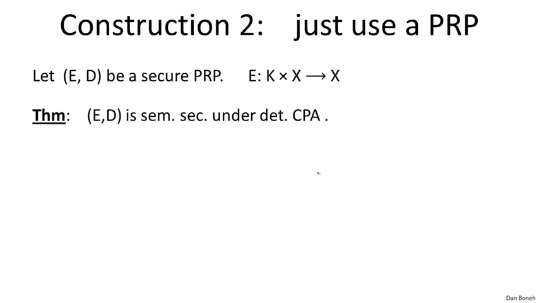So the second construction is actually trivial. All we're going to do is use a PRP directly. So here's what we do. Suppose (E, D) is a secure PRP, so E will encrypt and D will decrypt. And I claim that if we use E directly, that already gives us deterministic CPA security. So let me show you very quickly why.